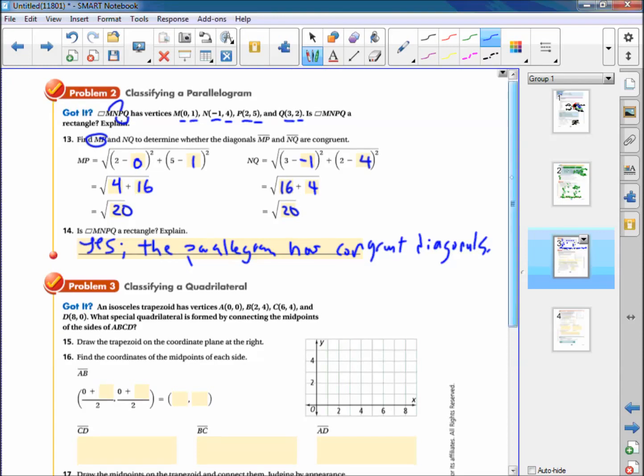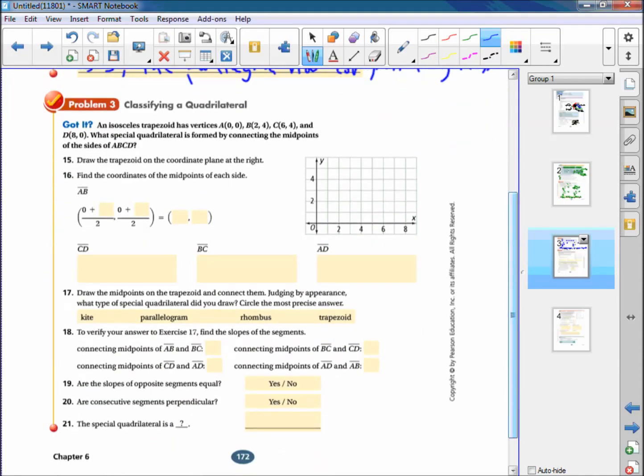Okay. All right, number 3, classify a quadrilateral. An isosceles trapezoid has vertices at 0, 0, 2, 4, 6, 4, and 8, 0. So this is an isosceles trapezoid because it has exactly one set of parallel lines. That's the top here and the bottom, and then the legs are congruent in length. Okay. So what special quadrilateral is formed by connecting the midpoints of the sides of A, B, C, D?